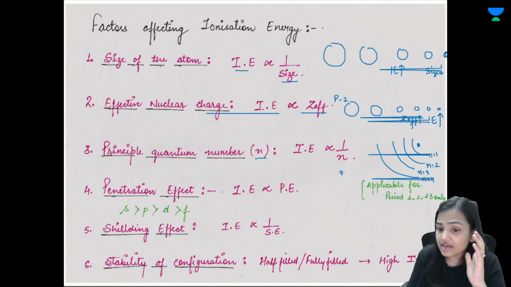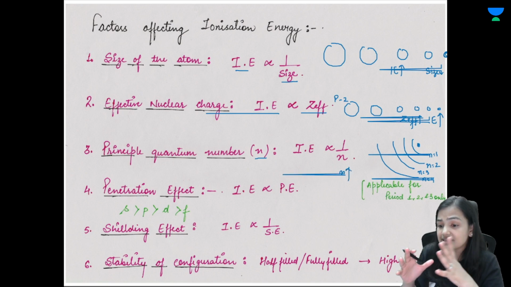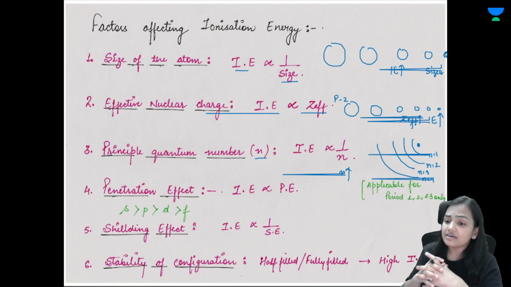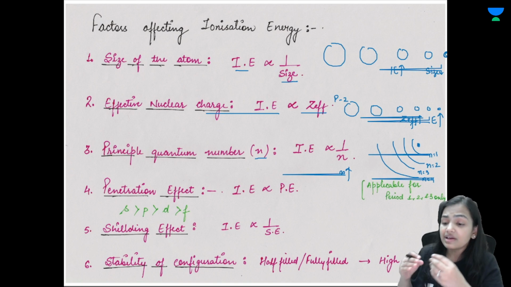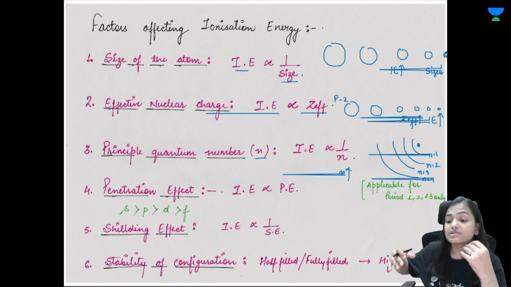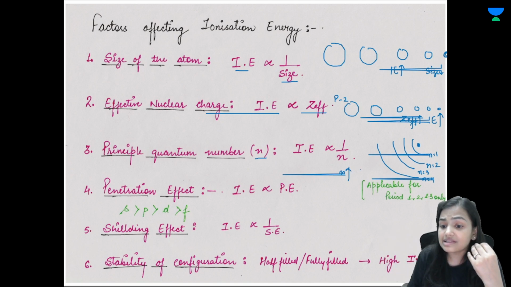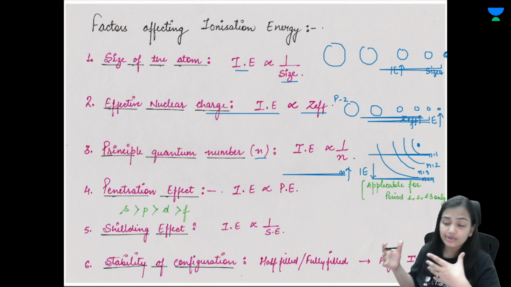Let's say the value of N is 4. Will it be easy to remove an electron or difficult to remove an electron? When the value of N increases, it becomes easy to remove an electron, meaning less energy is required to remove an electron. Are you getting my point?